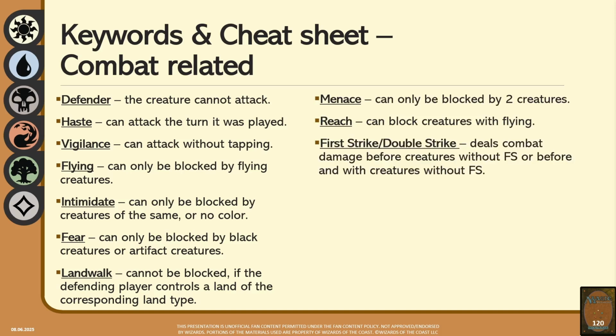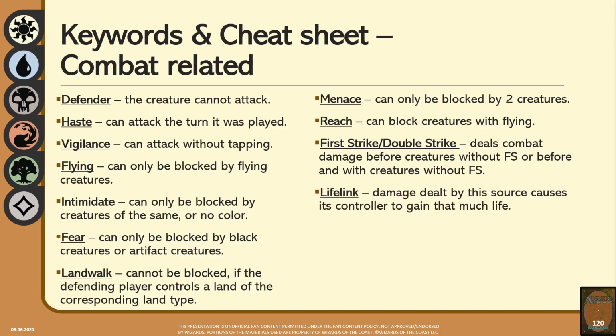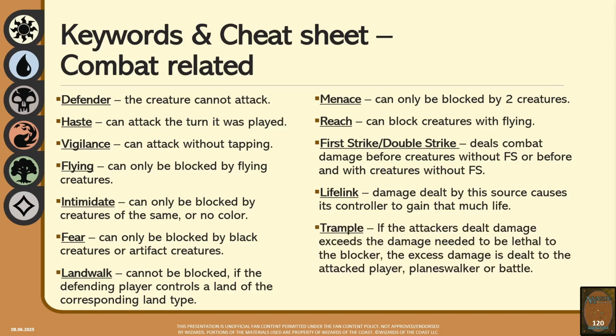First strike and double strike deals combat damage before creatures without it, or before and with creatures without first strike. Lifelink means damage dealt by this source causes its controller to gain that much life. Trample means if the attacker's dealt damage exceeds the damage needed to be lethal to the blocker, the excess damage is dealt to the attacked player, planeswalker, or battle. And Deathtouch means 1 damage of the source is enough to be lethal, regardless of the target's toughness.